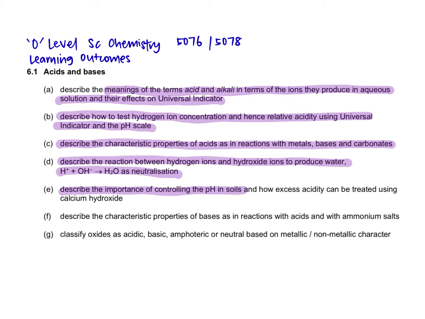Describe neutralization. Describe the importance of controlling the pH in soils and how excess acidity can be treated using calcium hydroxide. Describe the characteristic properties of bases as in reaction with acids and with ammonium salt, and classify the 4 types of different oxides, which are acidic, basic, amphoteric, or neutral based on metallic or non-metallic character.